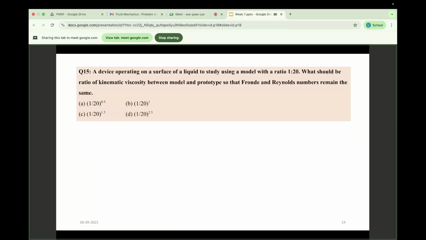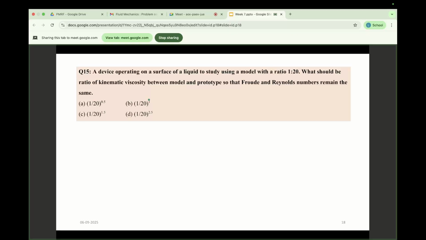So I am moving to another question. In this question it is asked that a device is operating on the surface of a liquid. To study it using a model with ratio 1:20, what should be the ratio of the kinematic viscosity between the model and the prototype, so that the Froude and the Reynolds number remain the same?